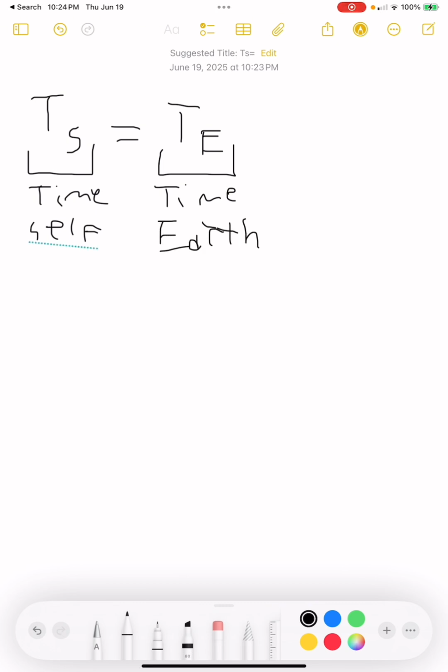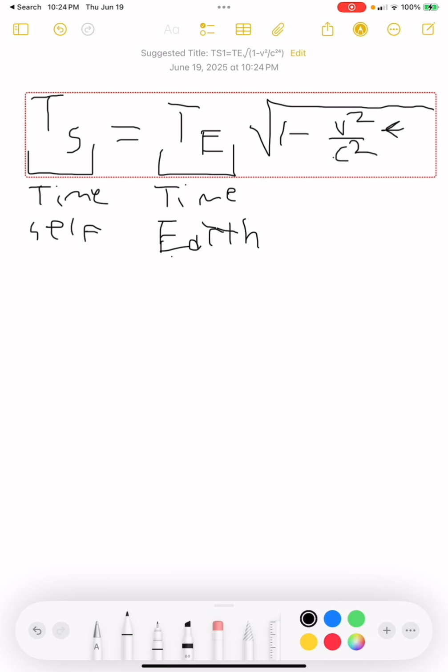Excuse my handwriting. My handwriting can be a little bad at times. But we're going to multiply it by this factor, which is square root of 1 minus v squared over c squared. Now, v squared, this is how fast that this T of S is moving. And this C right here is a constant, and that constant is the speed of light.